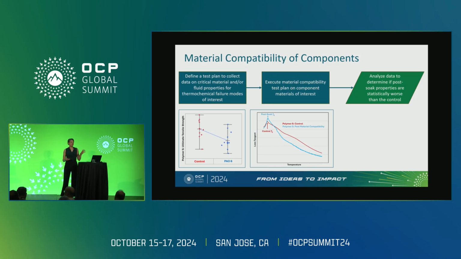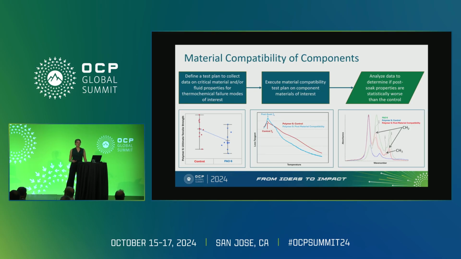So after we did the soak testing of polymer S, we did see that there was a statistically different difference in the ultimate tensile strength of this material. We also saw that the loss tangent had a much different behavior and a degradation in the loss tangent behavior of this material after the soak procedure. So we said, okay, this risk is realized. We do see a degradation in mechanical performance of this critical material that could result in a reliability risk.